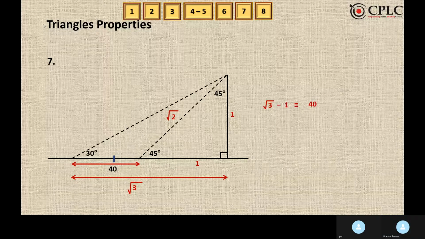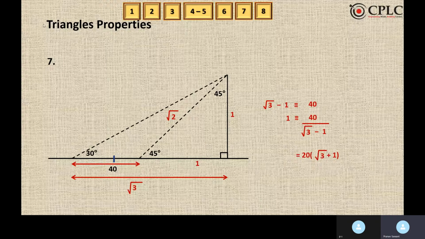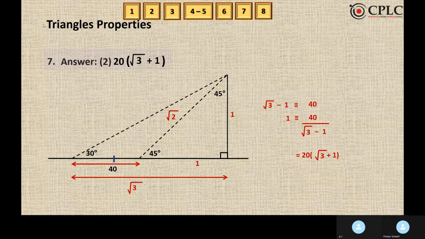Now, I can say that root 3 minus 1 will be the remaining part, and for the remaining part we have the actual value, that is 40. So 1 is equal to 40 upon root 3 minus 1. After further rationalizing this, we'll get 20 into root 3 plus 1. Hence, option 2, 20 root 3 plus 1, is the final answer. So 40 upon root 3 minus 1 has to be rationalized.